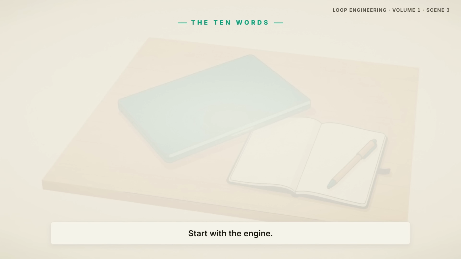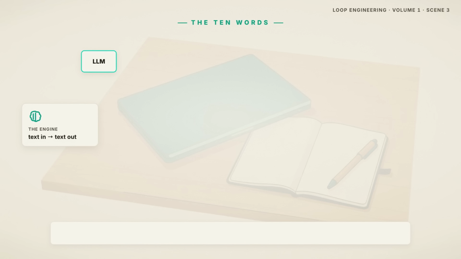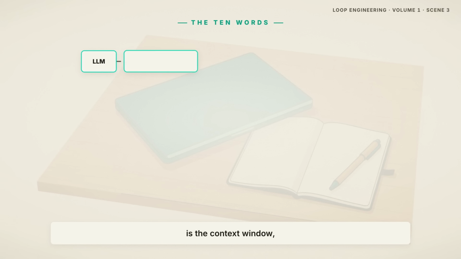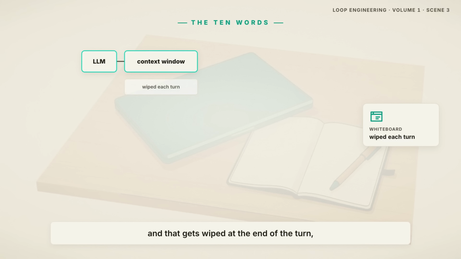Start with the engine. An LLM is a function. You give it text, it predicts the next text, then it goes quiet. On its own, it has no memory and takes no action. Autocomplete that finished school. The only thing it can see on a turn is the context window, and that gets wiped at the end of the turn, like a whiteboard cleared before the next meeting. So, how does anything happen?